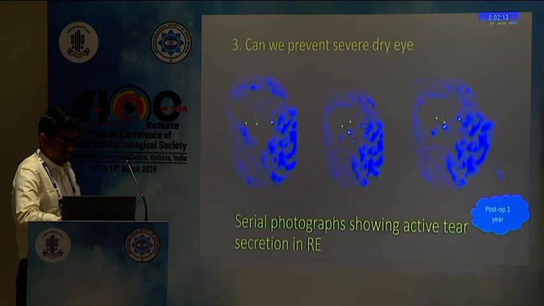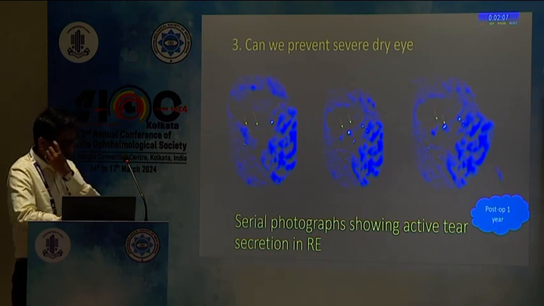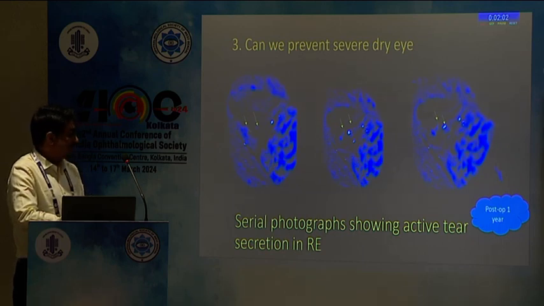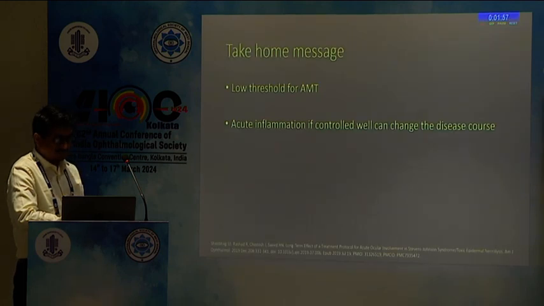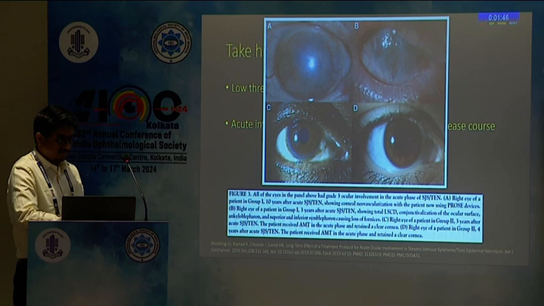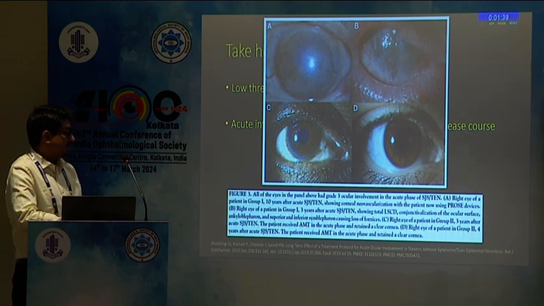These are the serial photographs showing direct assessment of tear secretion in the same patient, wherein we can see that post-operatively there is no severe dry eye and there is active tear secretion from the right eye as well as from the left eye. So the take-home message here is one should have a lower threshold for doing amniotic membrane transplantation in this condition, and acute inflammation, if it is controlled well in time, can alter the disease course. These are the clinical pictures wherein the upper two did not receive amniotic membrane graft in the early stage. However, the lower two received amniotic membrane graft in the early stage, and this is the outcome over years. Thank you.